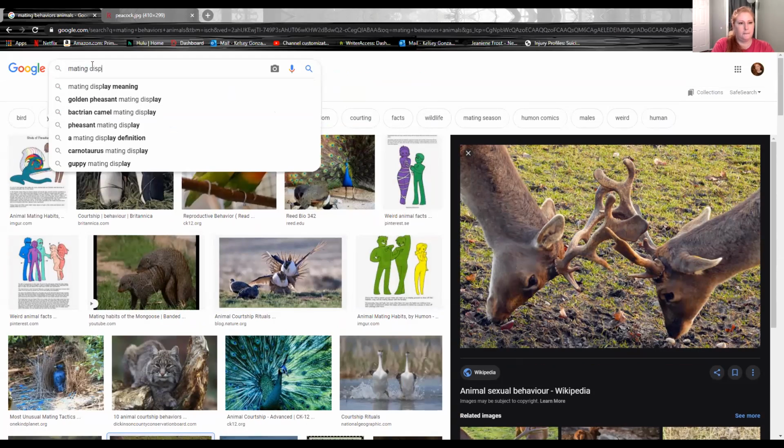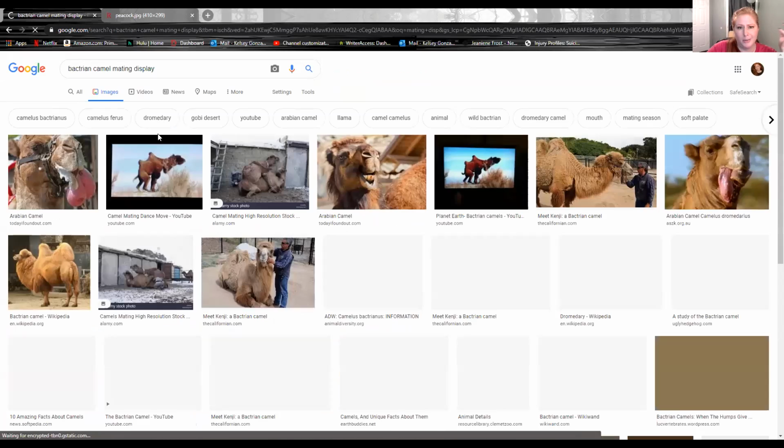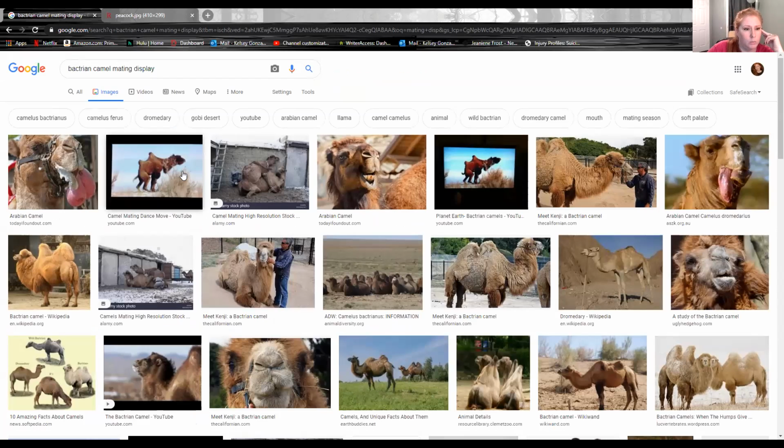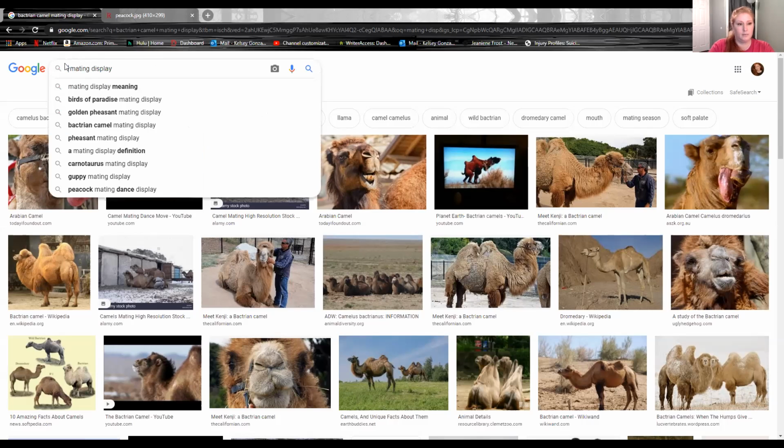Mating displays. Bactrian camel mating display. I don't know what this is. Oh my. You know, they're not attractive normally. I'm not really sure what the female Bactrian camel sees in the male, but to each his own.